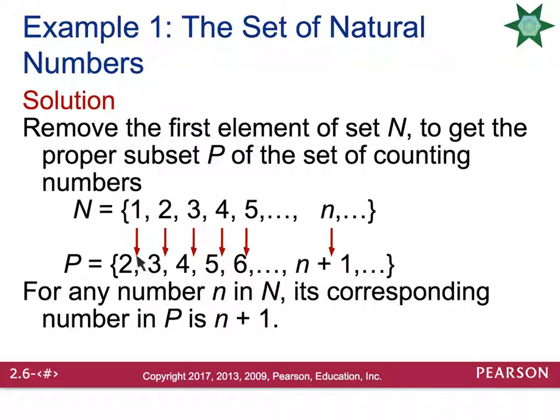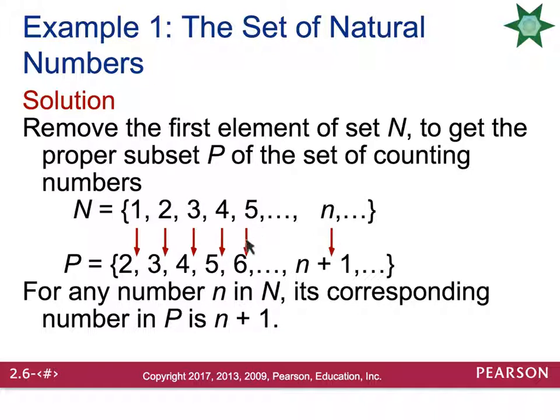So if you take one away, and then call it P, for example, now our set P is 2, 3, 4, 5, 6. Now when we get to n, let's say this is our nth element, whatever n is. Let's say it's our 50th element. Now here that would be 50, but here it's 50 plus 1. It's 51 because we took away the 1 and we start with 2 here.